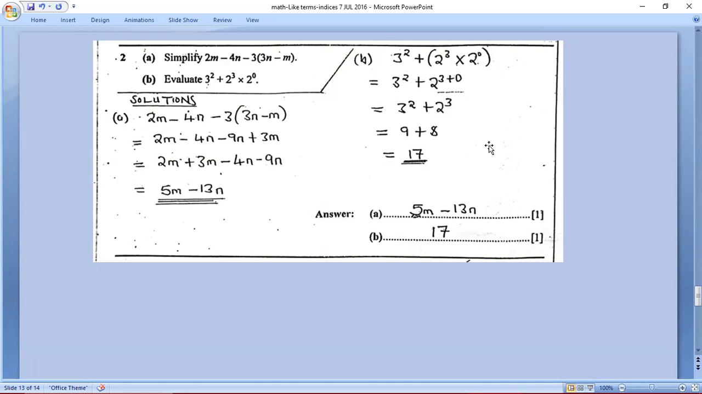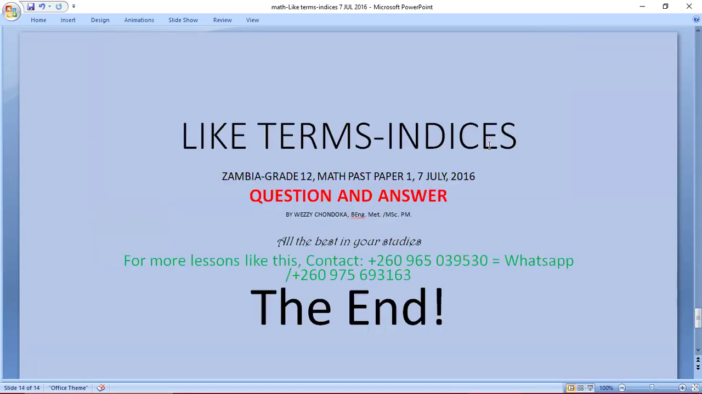We've come to the end of the lesson. Hope you've learned a number of things and a number of rules. So remember that math is about rules. If you follow them correctly, you get your answers correct. Come to the end of the lesson, and all the best in your studies.